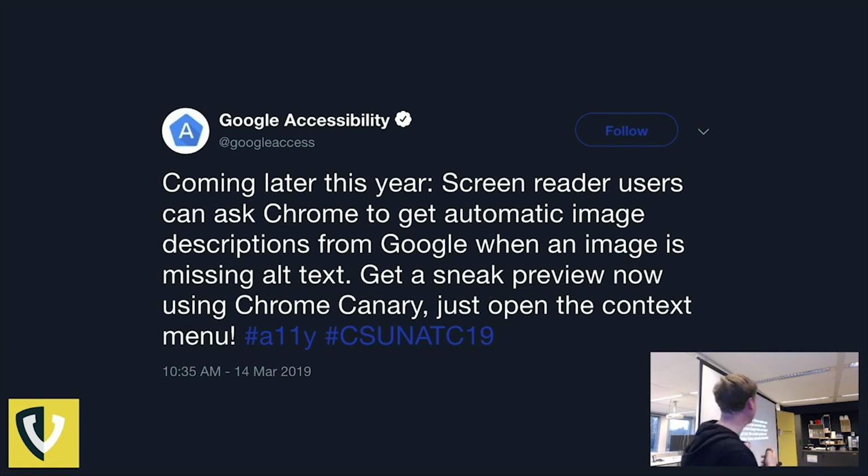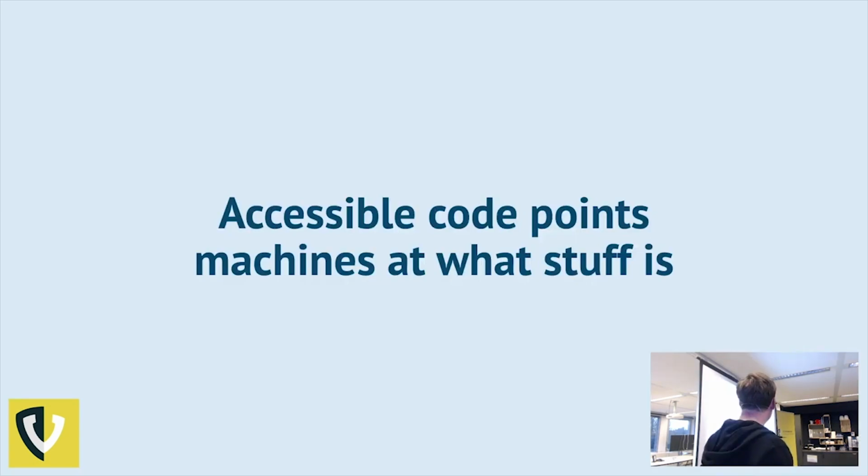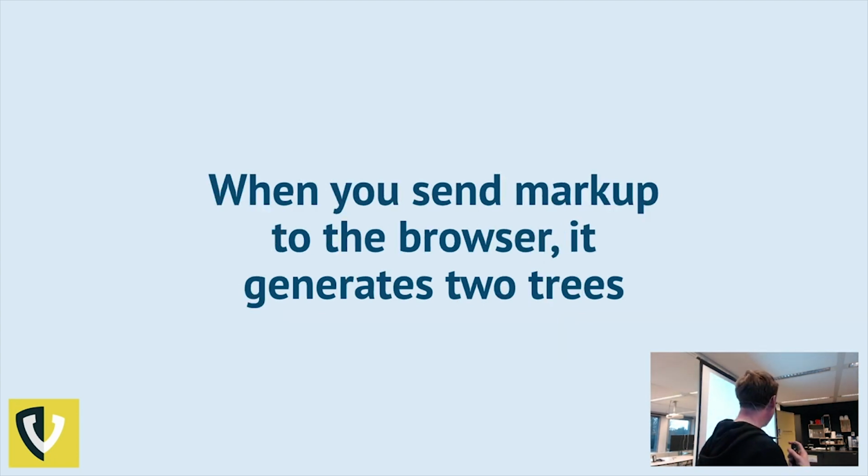So Google are working on it. Microsoft have an AI initiative as well. But a lot of the stuff, a lot of the meaning, we still need to put it in ourselves because we know best how our interfaces work. And it's super hard to guess for a machine, especially the very obvious stuff they usually miss. So accessible code points machines at what stuff is. A bit of a story about that.